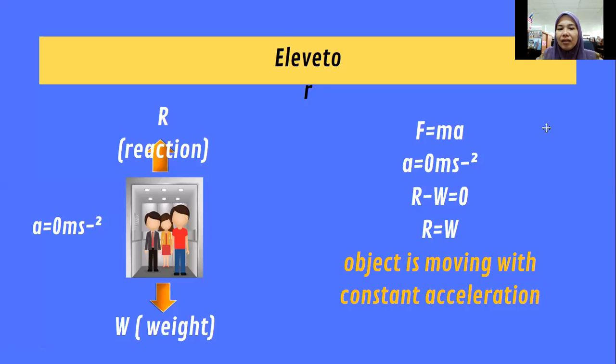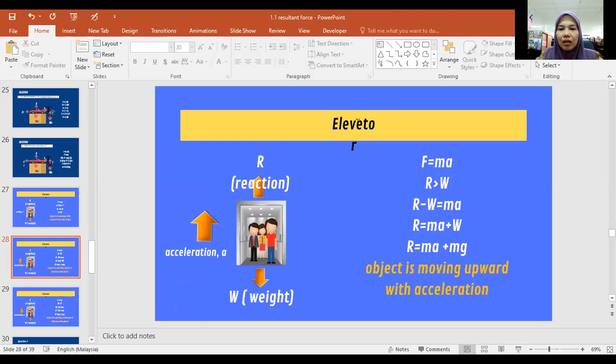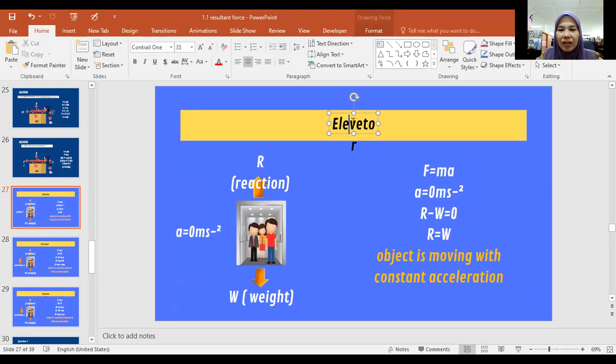Okay, elevator. This is the elevator situation, very easy. In this situation, the object is moving with zero acceleration, not accelerating. That means it is moving with constant velocity. From Newton's second law, F is equal to ma, and a is equal to 0.